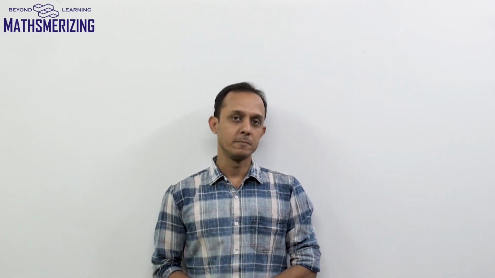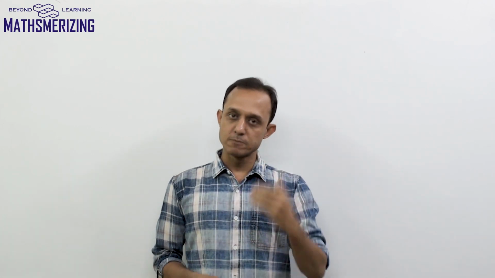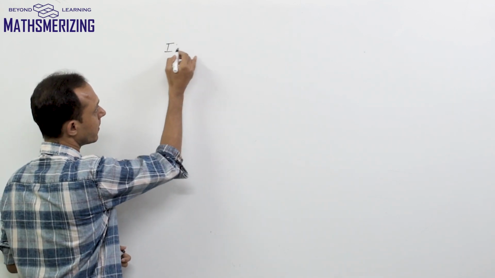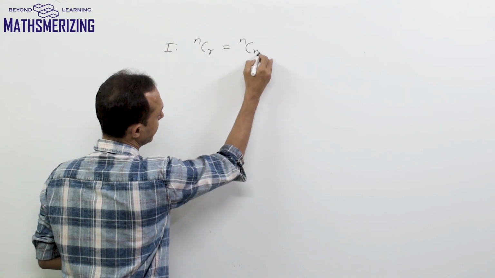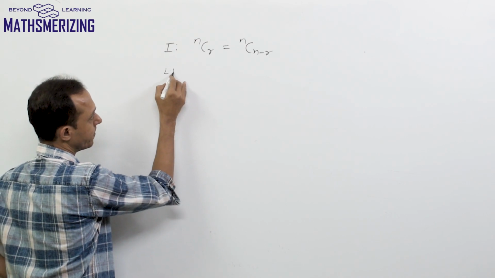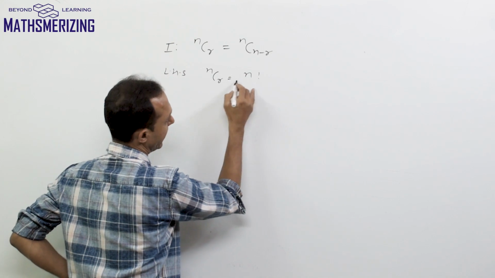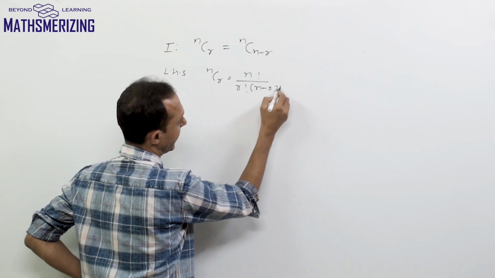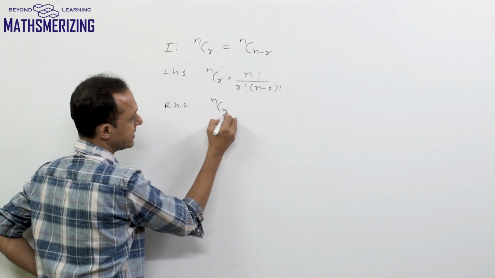Before studying binomial theorem, we need to study three important properties of binomial coefficients. So the first property is nCr is equal to nCn minus r. Now, if I take left hand side, nCr, I can express it as factorial n upon factorial r and then factorial n minus r. And if I take my right hand side, nCn minus r.